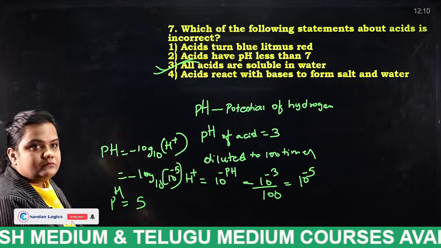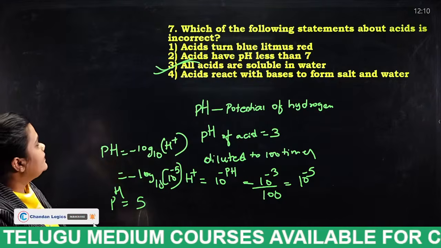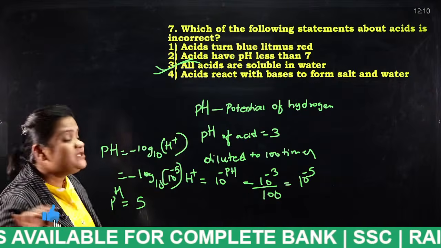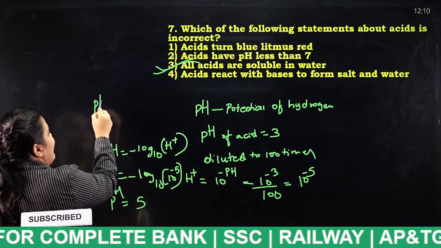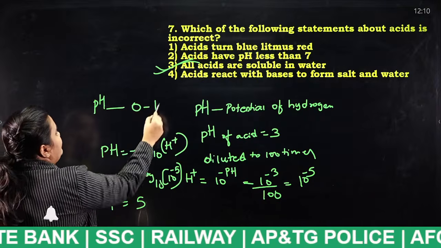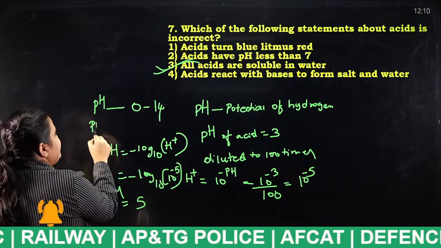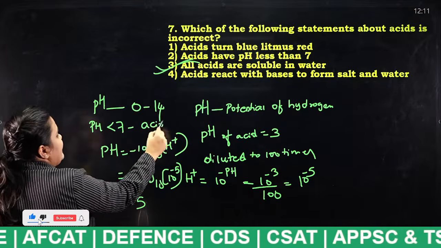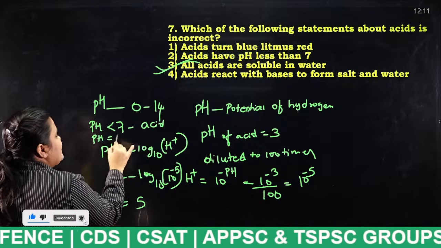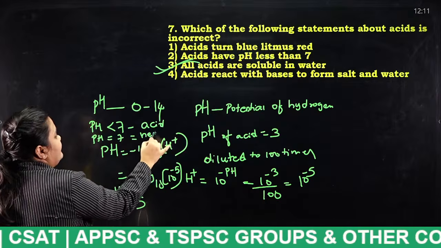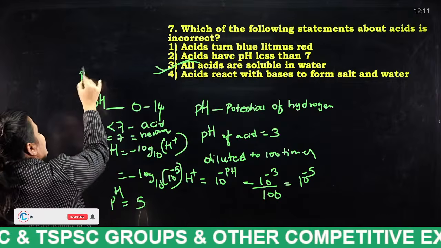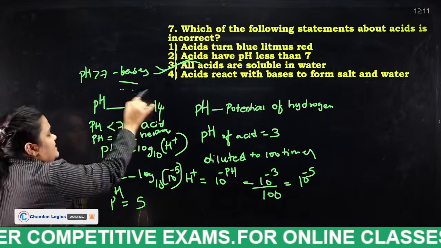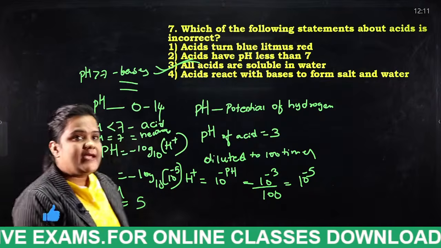Next question. As we all know, pH ranges from where to where? The pH value ranges from 0 to 14. If the pH is less than 7, we say it is acid. If the pH is equal to 7, we say it is neutral. If the pH is greater than 7, we say it is base. You all know this, I think. Next.